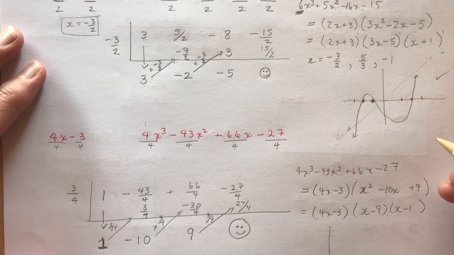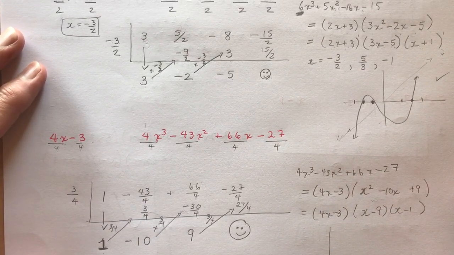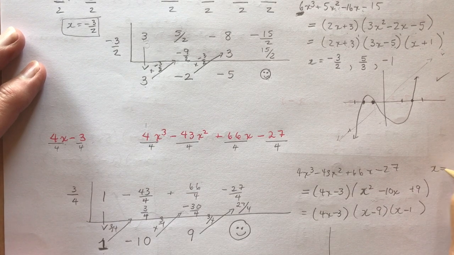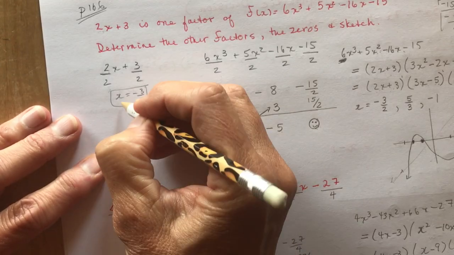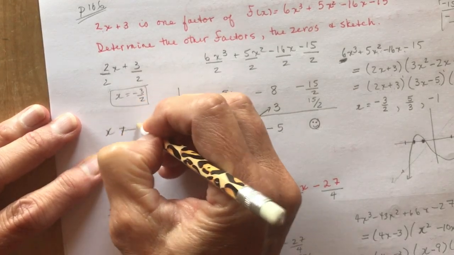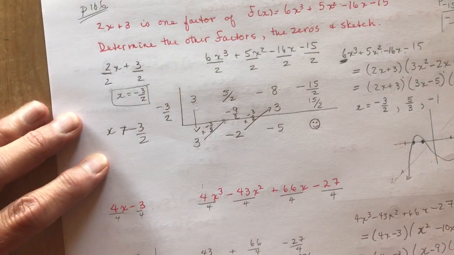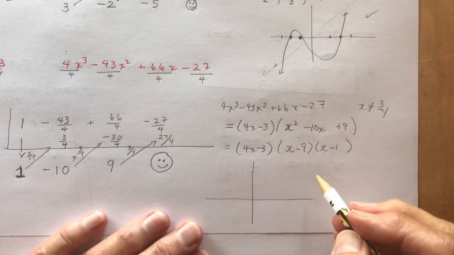We didn't say what x is not equal to here either, did we? It's so bad. x is not equal to 3/4. And I think we missed this one up here. x is not equal to minus 3/2. Okay, back down here. Let's find the points.